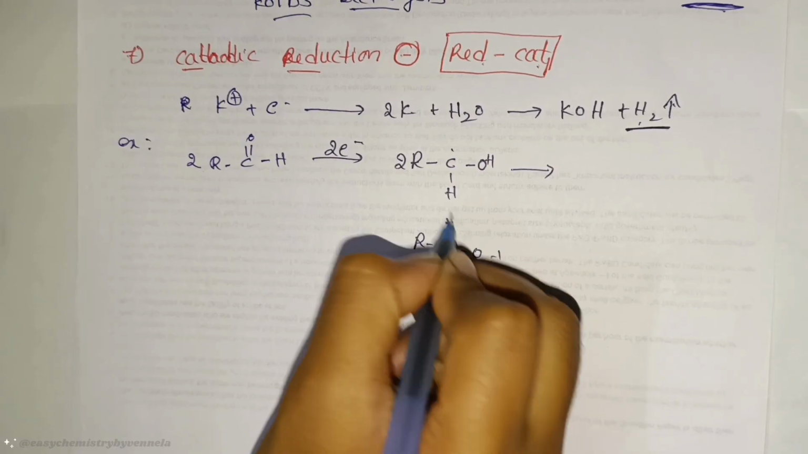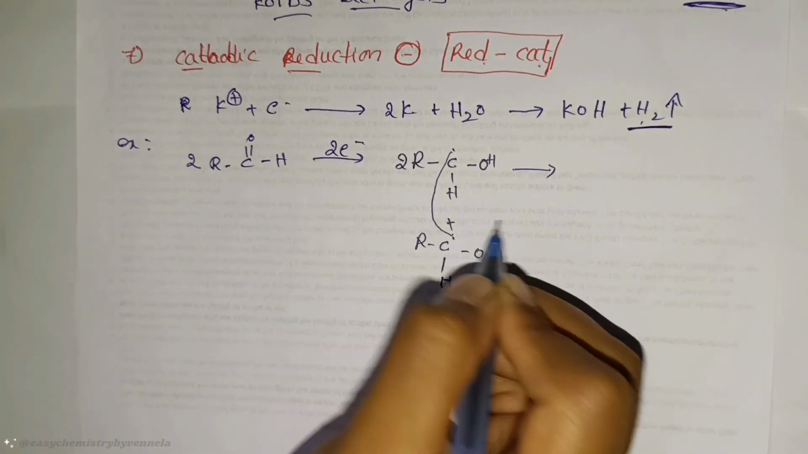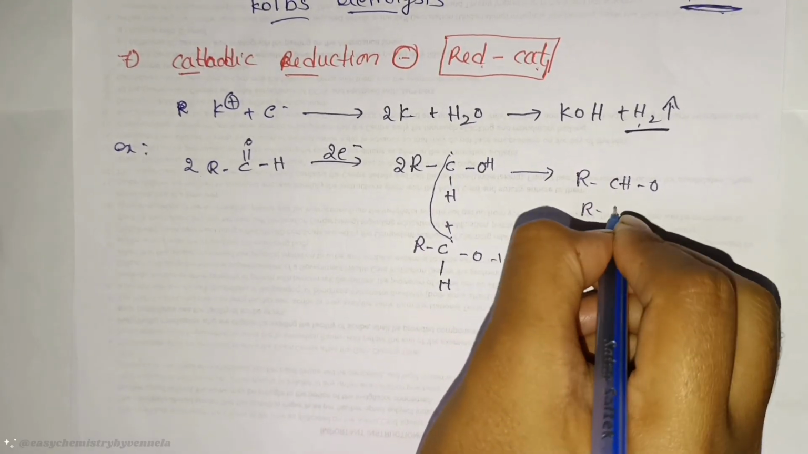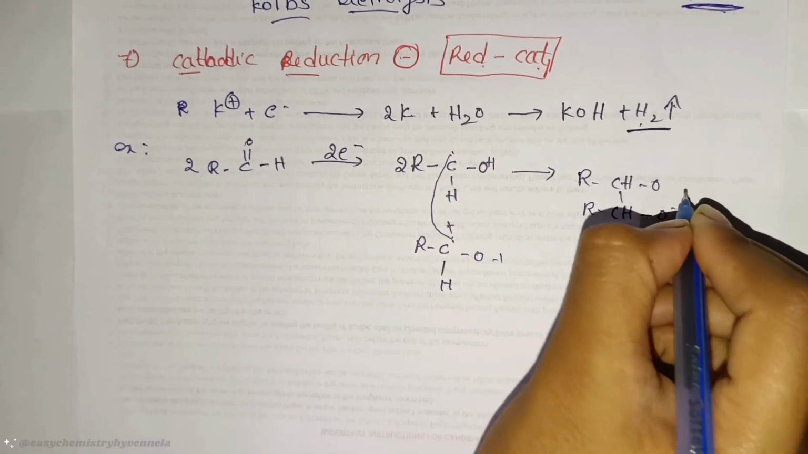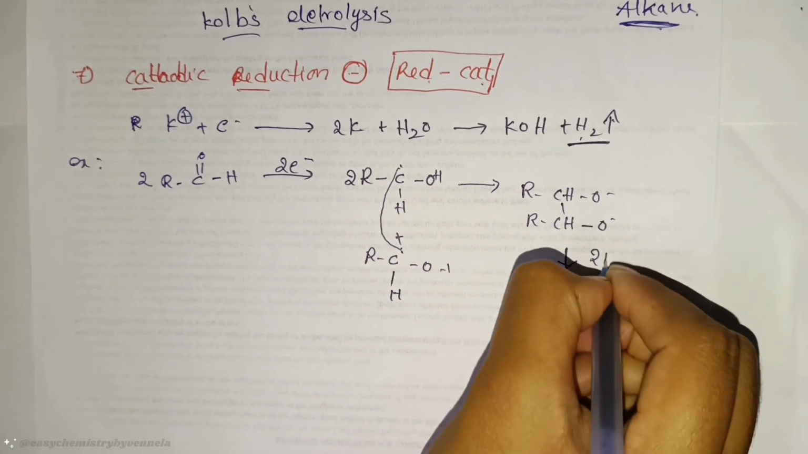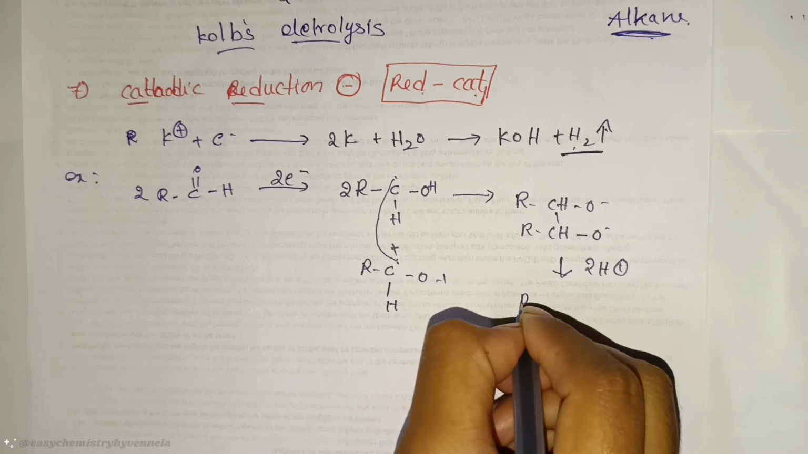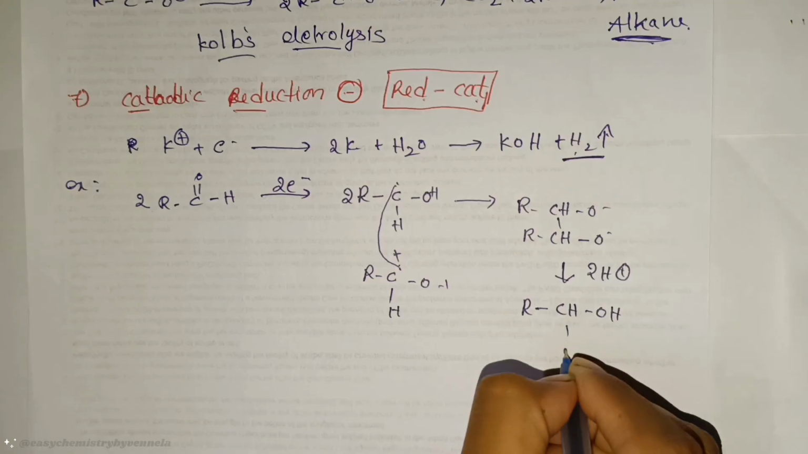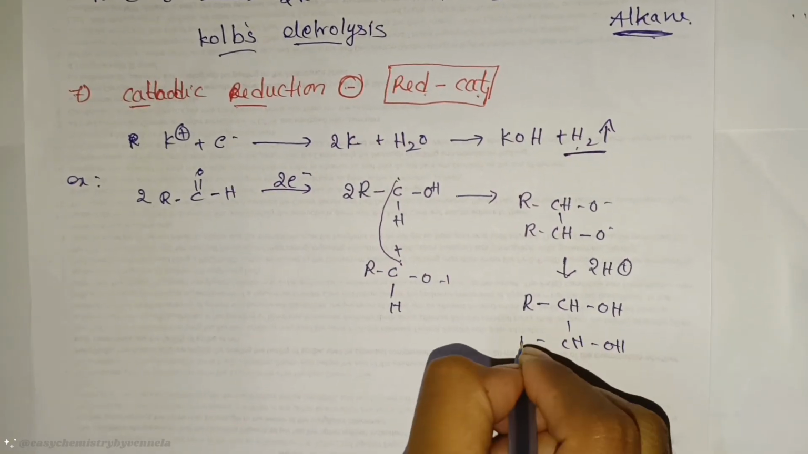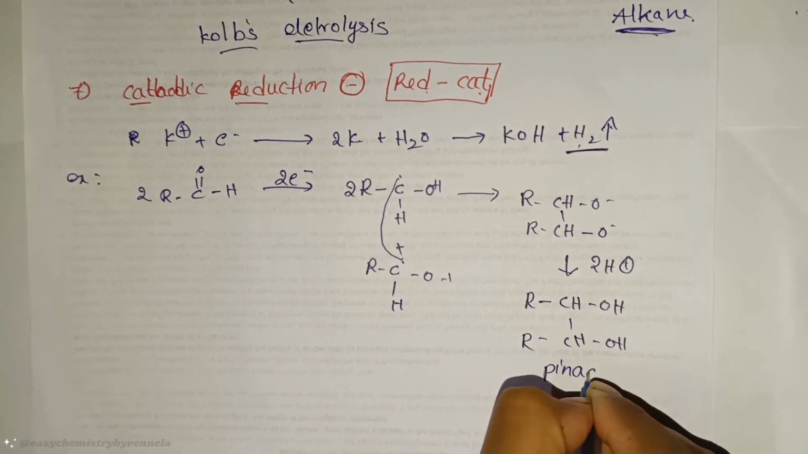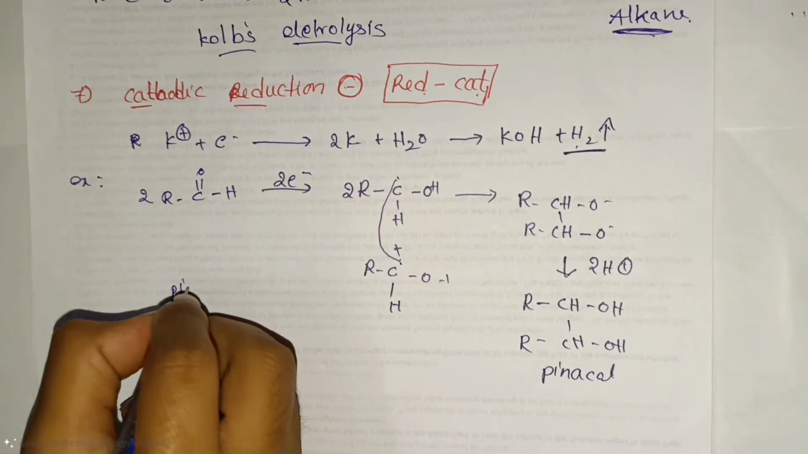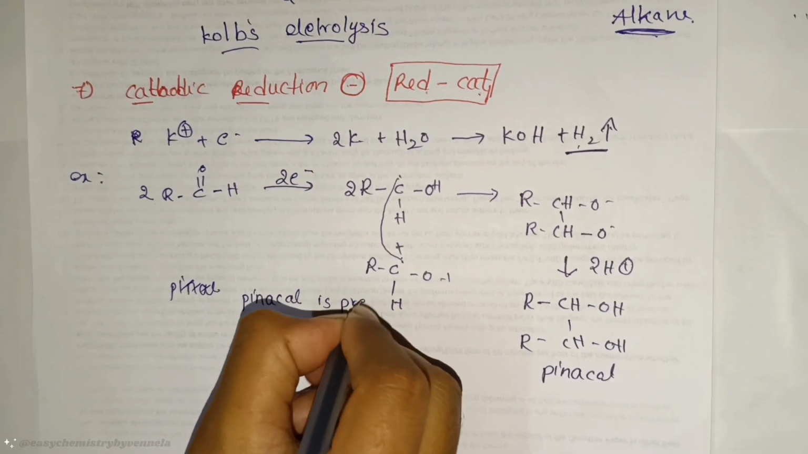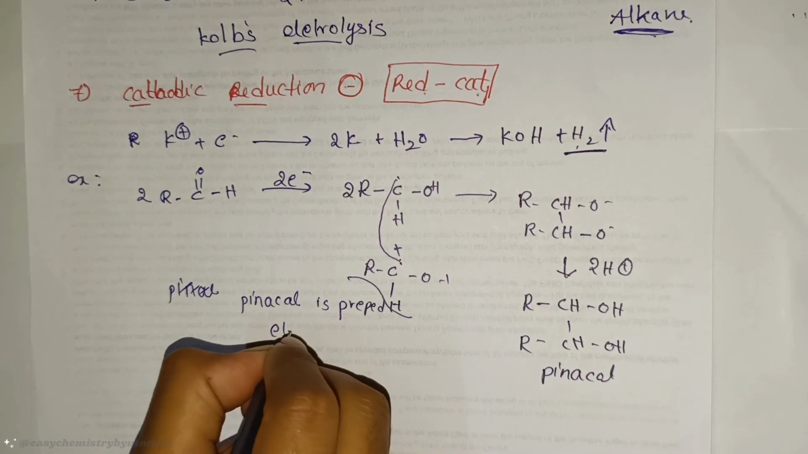Example: these two radicals combine together and form like this. It forms a bond. Next, reaction with 2H plus. Finally, it forms pinacol. This is the pinacol. Pinacol is prepared by electrolysis.